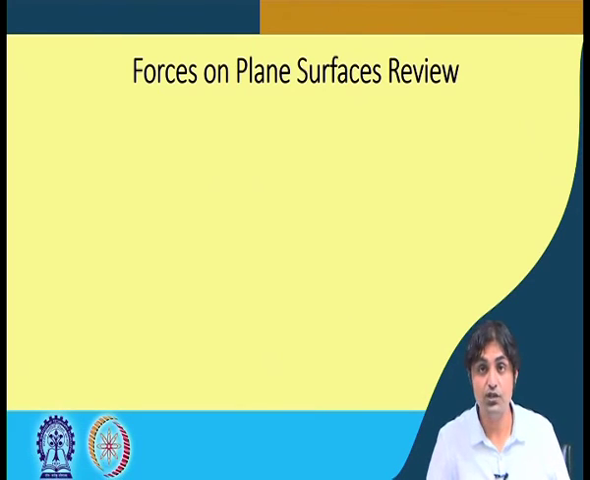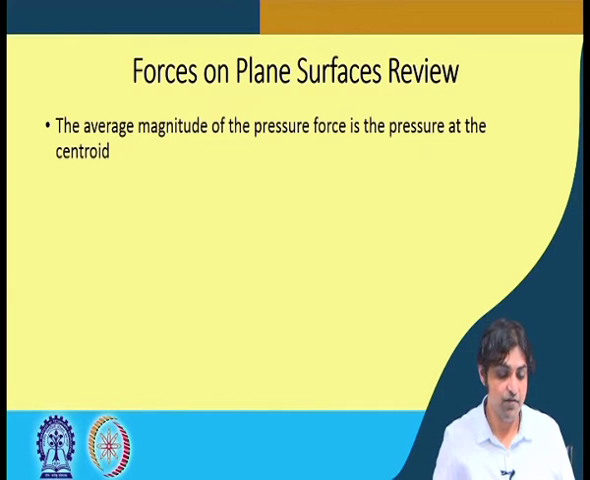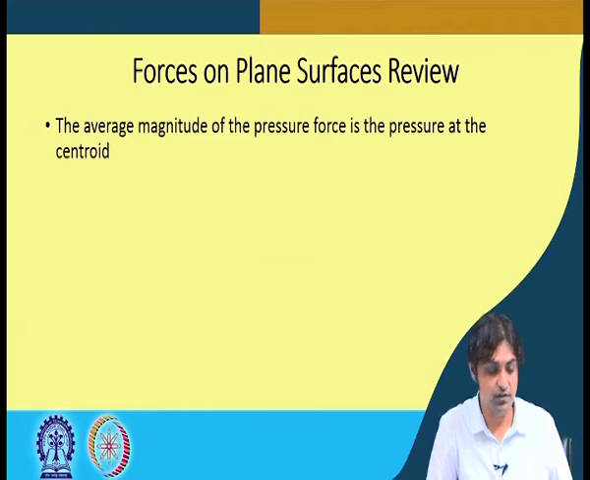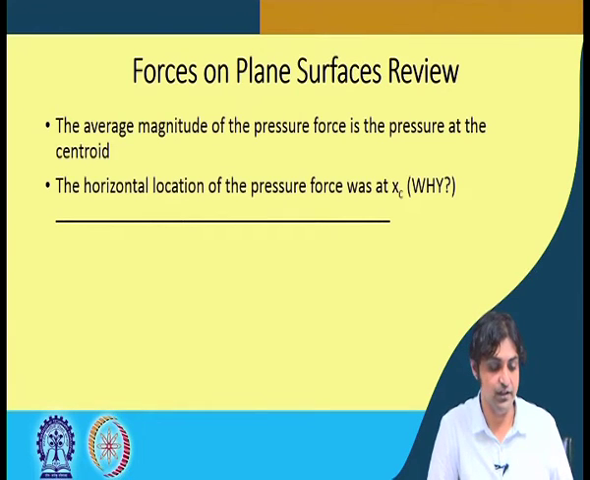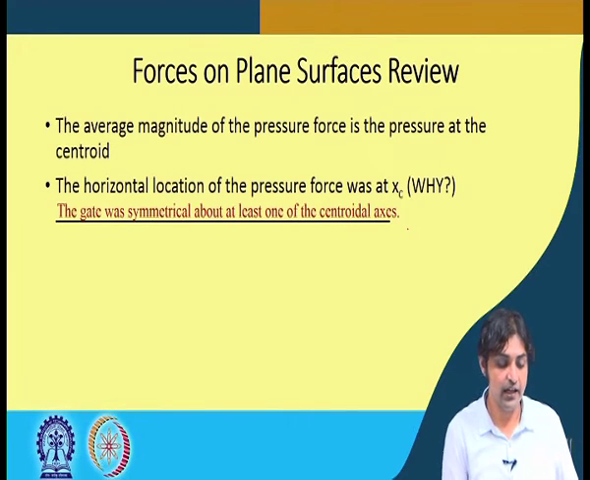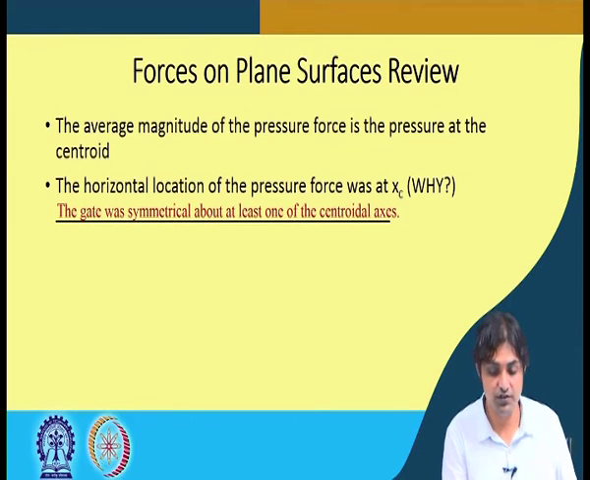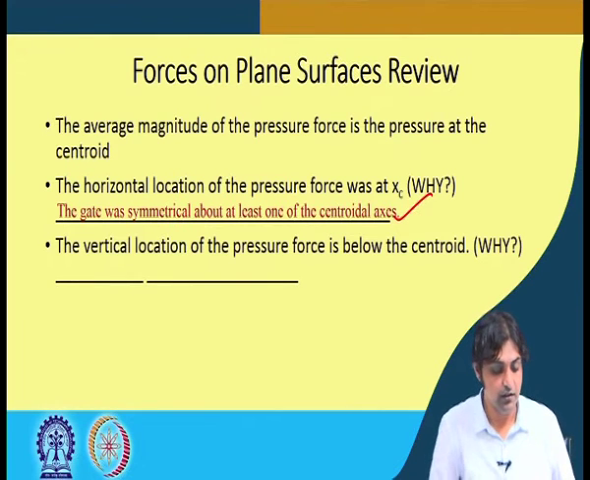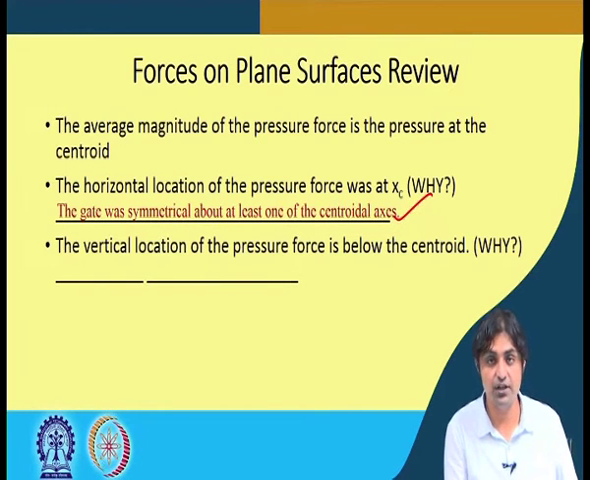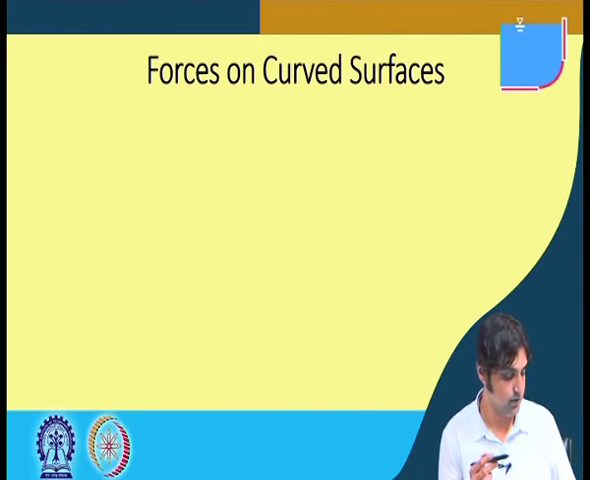So we also need to know, to wind up, the forces on plane surfaces. Some of the important results: the average magnitude of the pressure force is the pressure at the centroid. This is what we have seen, correct? The horizontal location of the pressure force was at XC. Why? In this particular problem, the gate was symmetrical about at least one of the centroid axes. In that case, it was 0 XC. The vertical location of the pressure force is below the centroid. This we have answered so many times, because the pressure increases with depth, correct?